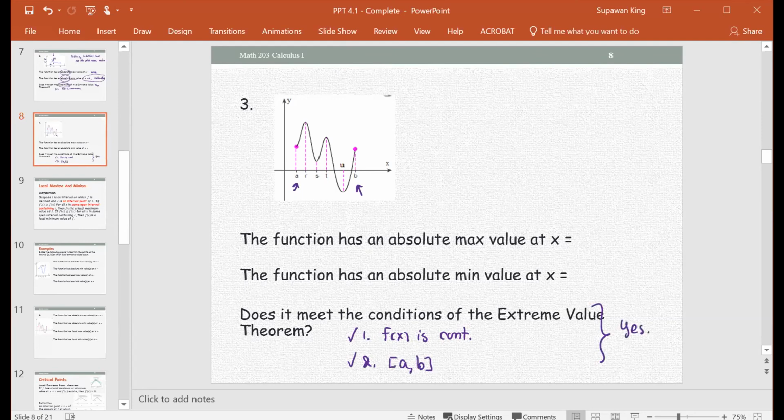Let's confirm from the graph. The maximum is the highest value, and the minimum is the lowest overall for the entire graph. For this problem, x equals r will give you the absolute maximum, and the value is the function at r. For the minimum, the lowest is at x equals u. So the value would be f at u.